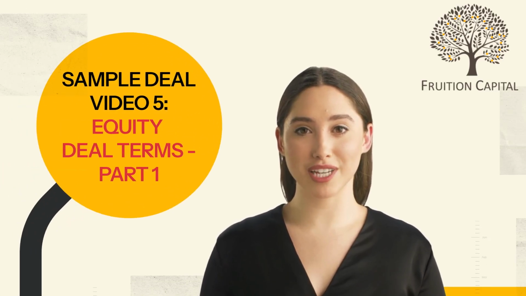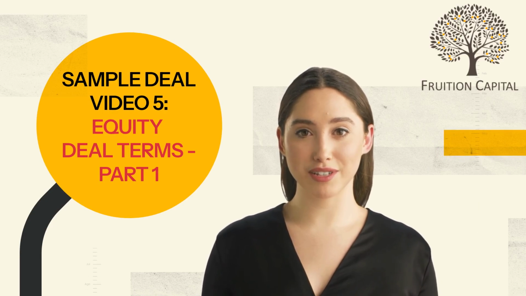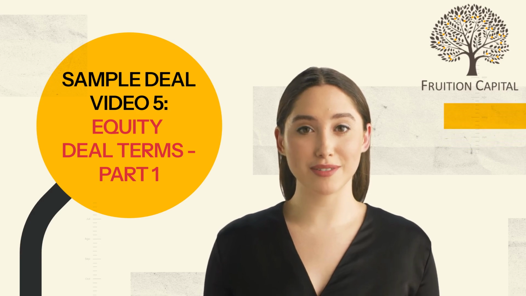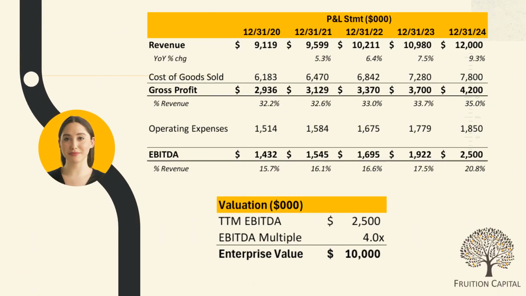Let's pick up where we left off from our last Fruition Capital video on standard deal terms for debt financing and take a look at typical equity terms for small business acquisitions. As you will recall from our prior videos, this is the P&L for a sample target company. And in our example, the business is being acquired at a multiple of 4 times EBITDA, or $10 million.